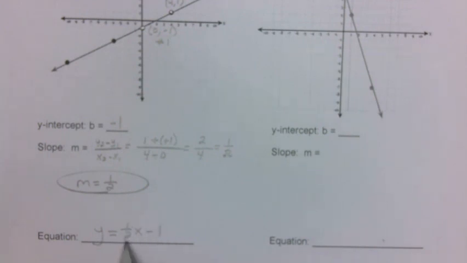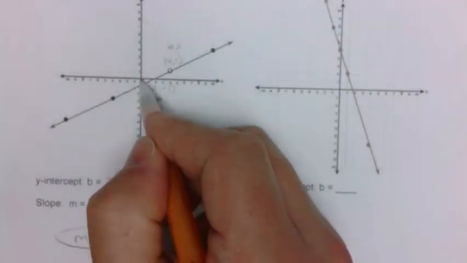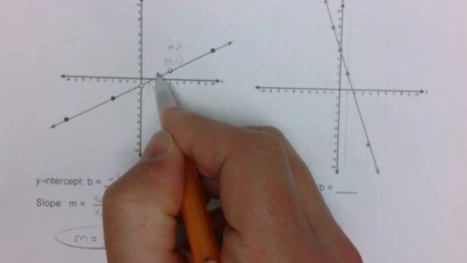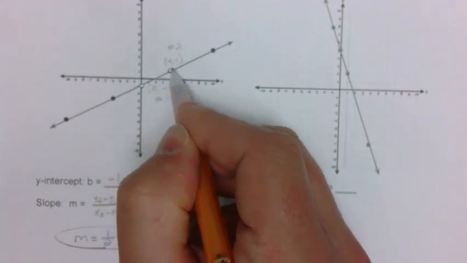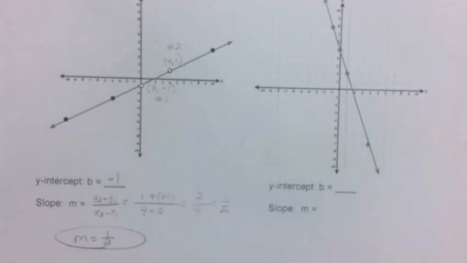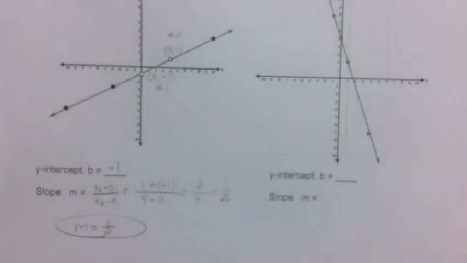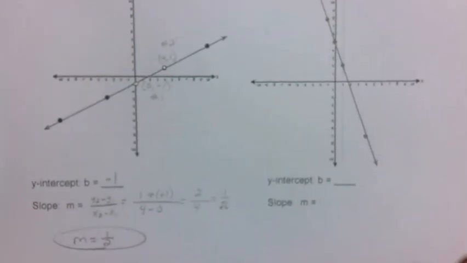To get from one point to the other, I'm going to go up 1, right 2. Up 1, right 2, and so on. Let's try it again on our next graph.